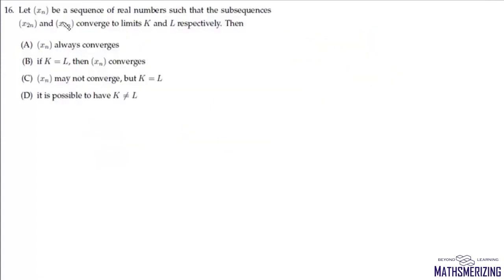Now here the question is, let xn be a sequence of real numbers such that the sequences x2n and x3n converge to limits k and l, then which of the following options is or are correct? Now we consider any subsequence x6n. Now the sequence x6n, we can write this as x of 2 into 3n. So it is a subsequence of x2n. That means limiting value of the sequence will be simply k.